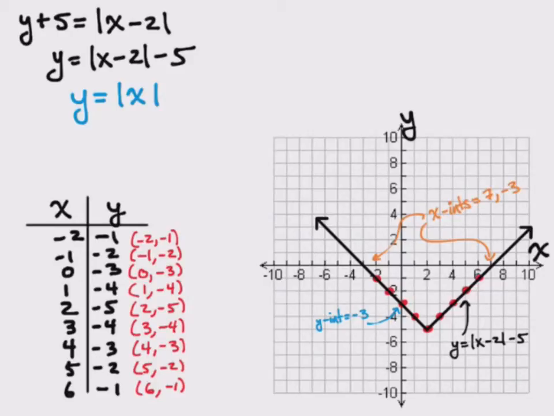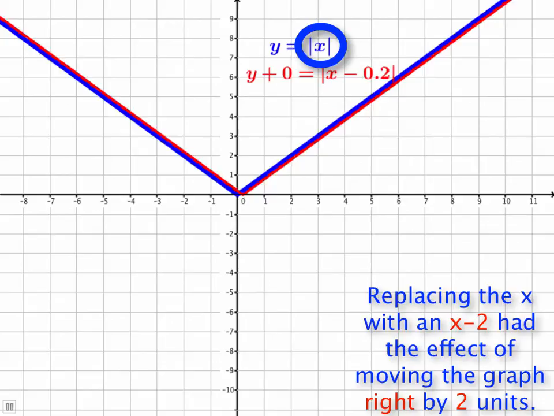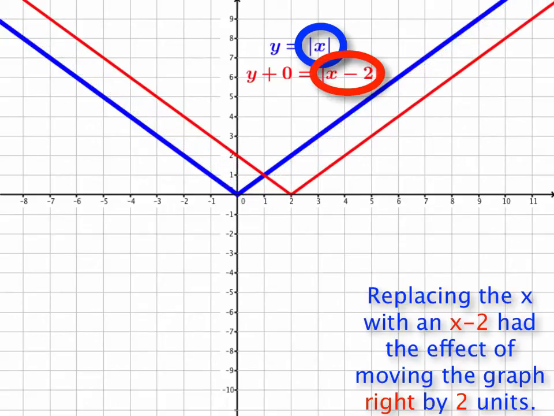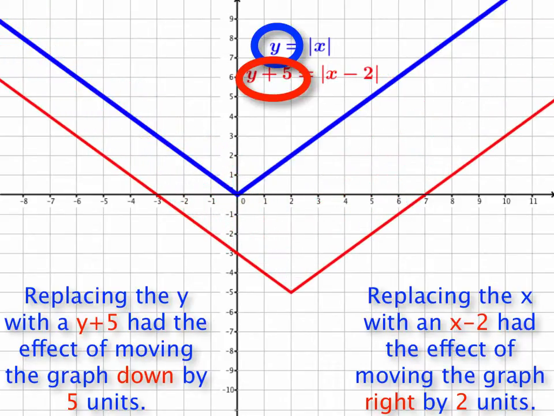Alright, and so we get, again, another V-shaped graph. The y-intercept is negative 3, the x-intercepts are 7 and negative 3. And we can see that replacing the x with an x minus 2 had the effect of moving the graph to the right 2 units, and replacing the y with a y plus 5 had the effect of moving our graph down 5 units. So no different from what we did before. We've just combined replacing x, which moves our graph left and right, with replacing y, which moves our graph up and down.